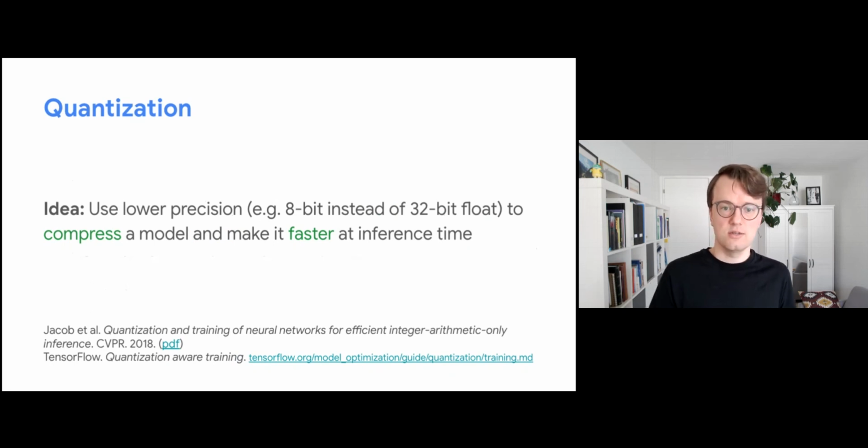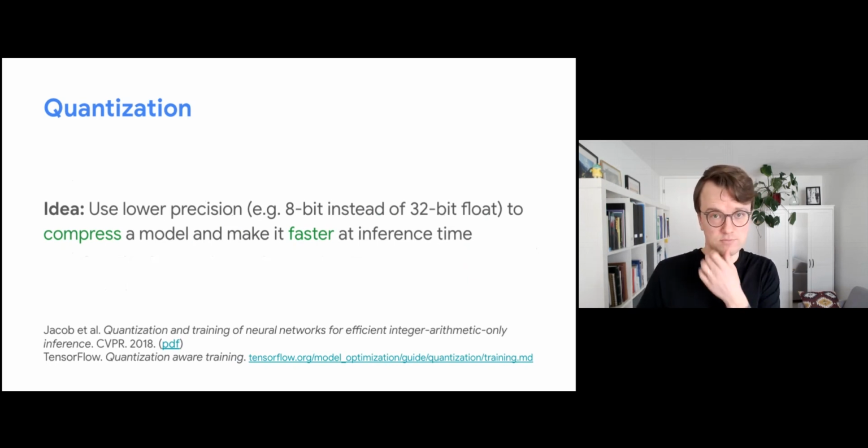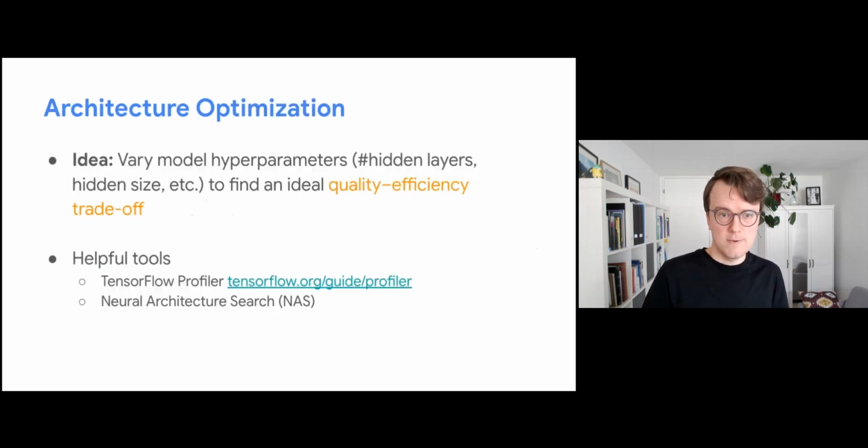Quantization, this means that you use some lower precision. For example, you use 8-bit floats rather than 32-bit floats to represent your model weights. And this is also a way to make the model more compressed, so it takes less memory, but it also usually makes it faster to run. There are different ways you can do this quantization during training, or you can do it after training the model. But yeah, this is something to look at.